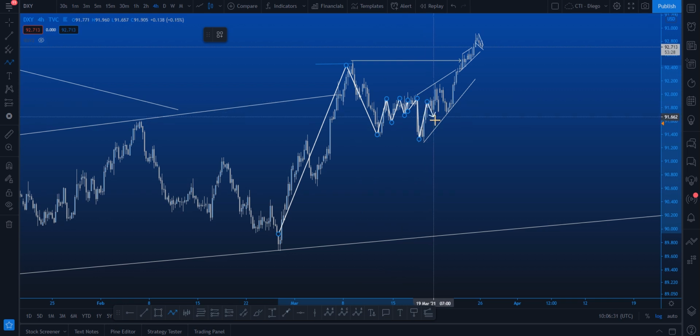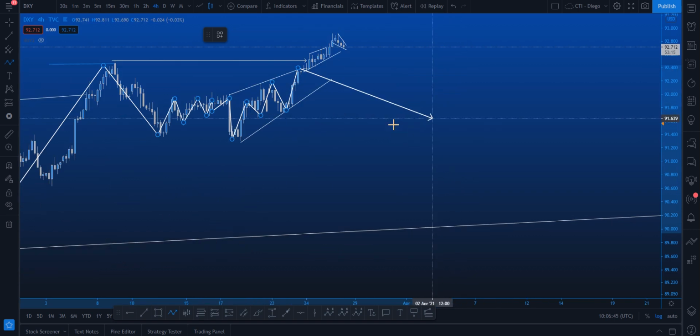it then formed a larger flag, as you can see. I was then expecting a depreciation from the top of this flag to drop. Obviously, that never happened. What happened next was there was some momentum to the upside. You can see the bullish momentum.